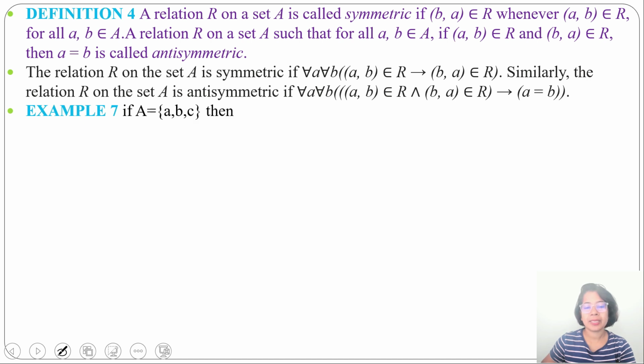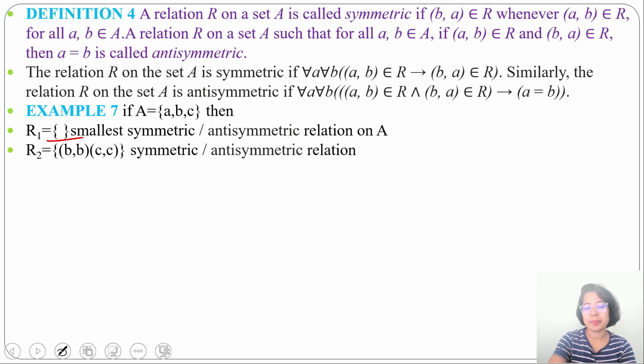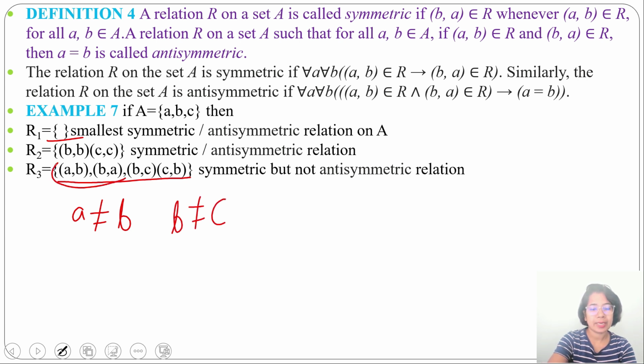Let's see one example. Example 7. If A equals {a,b,c}, then the smallest symmetric and antisymmetric relation will be phi, or you can say the empty set. Suppose one relation R2 contains just (b,b) and (c,c). It is both symmetric and antisymmetric. Next, R3 contains (a,b), (b,a), (b,c), (c,b). This relation is symmetric, but it is not antisymmetric, as a is not equal to b and b is not equal to c. So this relation is symmetric but not antisymmetric.